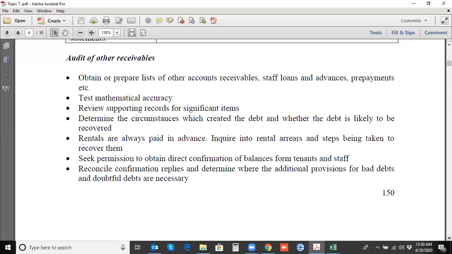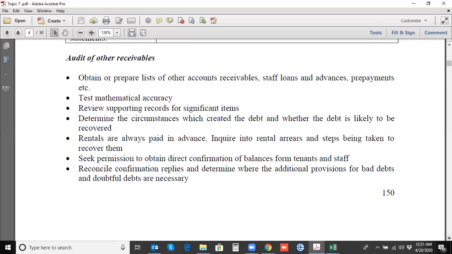We have cases of, for example, staff loans. Someone gives the staff a loan and the staff disappears. Is that receivable still existing or is that receivable not existing? You need to look at that. If it's not existing, then you need to know how to deal with it. If any rent was paid in advance, inquire into arrears and how sure can we be that this is going to be recovered.